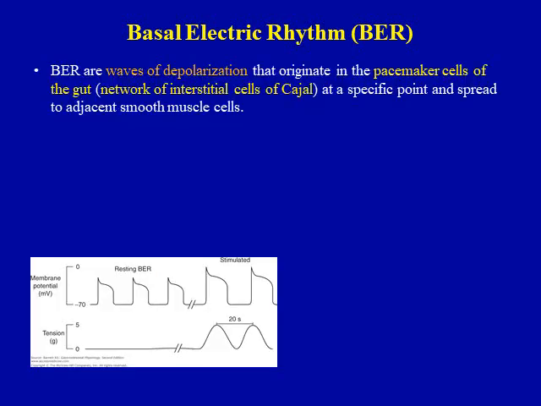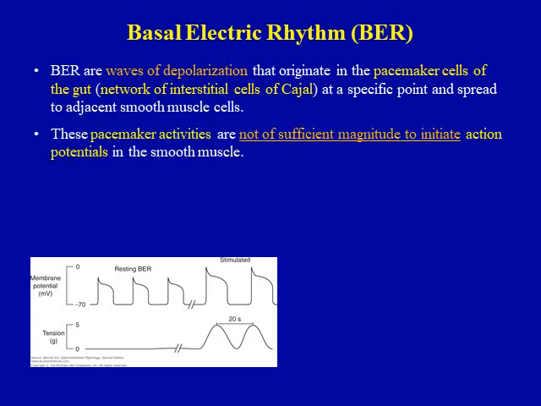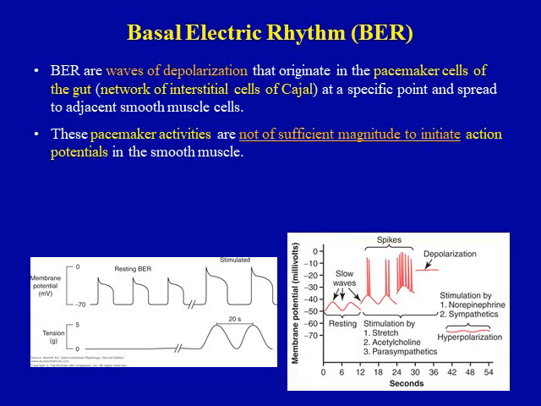The basal electrical rhythms, BERs, are waves of depolarization that originate in the pacemaker cells of the gut, the interstitial cells of Cajal, at a specific point, and they spread to adjacent smooth muscle cells via gap junctions. These pacemaker activities are not of sufficient magnitude to initiate action potentials in the smooth muscle. So we have to add something to potentiate the signal to reach the threshold and have full-blown all-or-none action potentials.